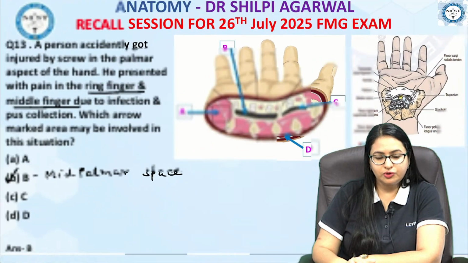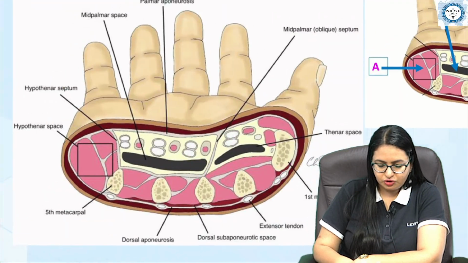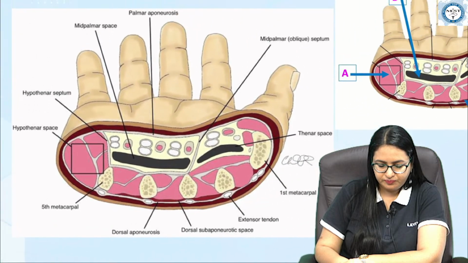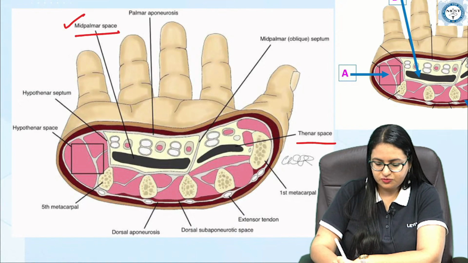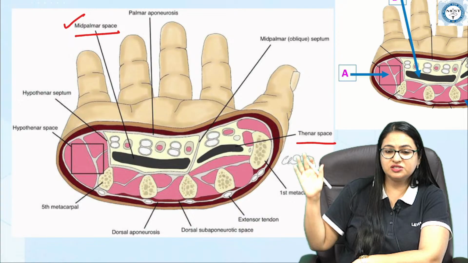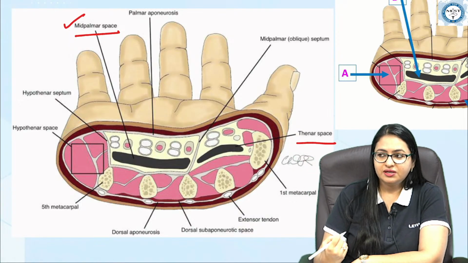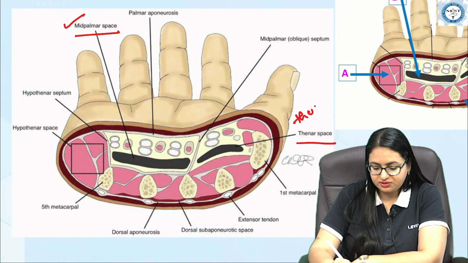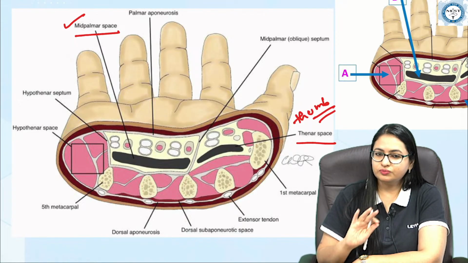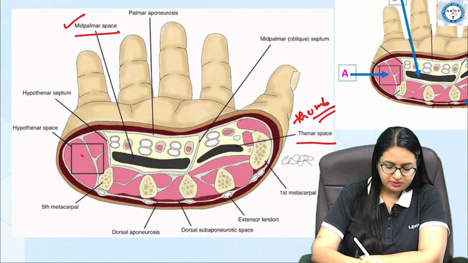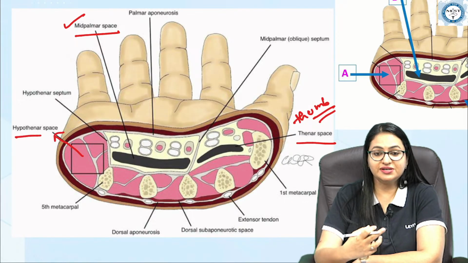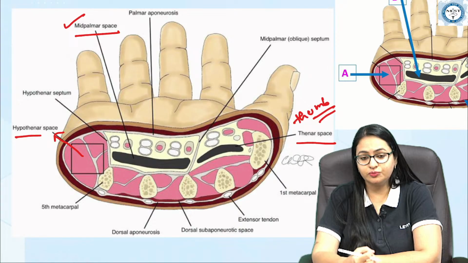And if you talk about the other options, I will just zoom it here. One option is the mid palmar space, which we have ticked as the answer. Another, if the arrow is put here, is the thenar space. But for the thenar space, the infection is towards the thumb side, so that is a totally different thing. Another option was here, which represents the hypothenar muscle area or the hypothenar space.